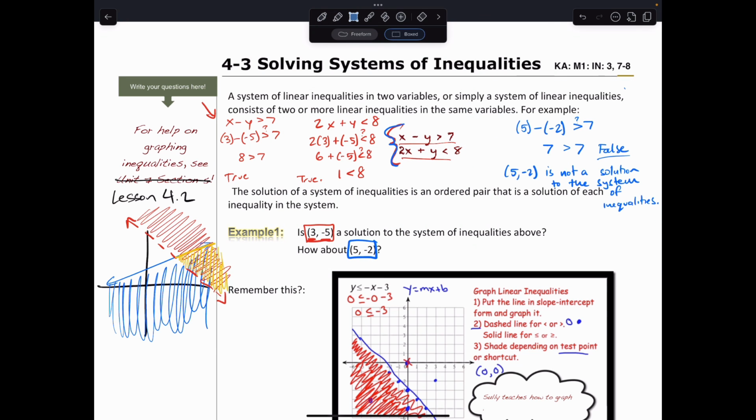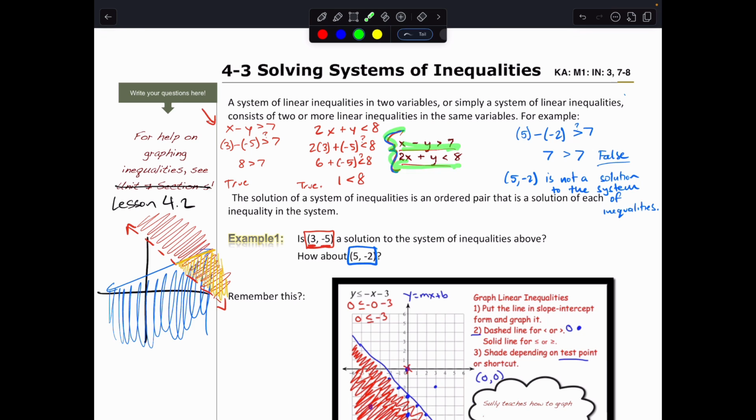All right, there we go. So we don't get a true statement this time. If we plug in 5 for x and -2 for y into the first inequality, we end up with the statement 7 is greater than 7, and that's false. We don't even have to check the second inequality because for 5, -2 to be a solution to the system, it has to satisfy both. If it doesn't satisfy the first one, then we're done. We can say no, it is not a solution to the system of inequalities.